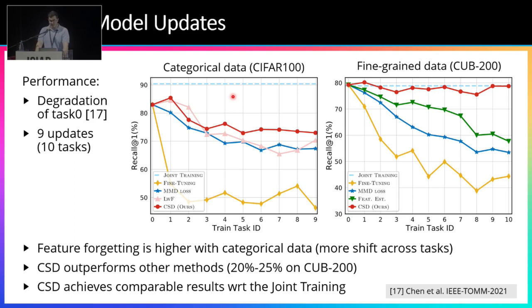We obtain the highest values on both CIFAR and fine-grained dataset, as you can see from the left and the right plot, respectively. In particular, in the fine-grained dataset, we obtain comparable performance with respect to the upper bound, and we outperform current state-of-the-art methods by a large margin, that is more than 20 points of recall at 1.